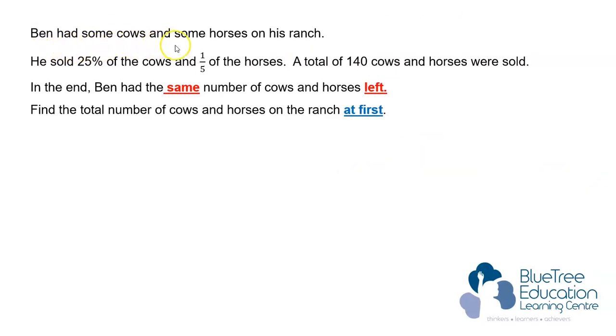Ben had some cows and some horses on his ranch. He sold 25% of the cows and 1/5 of the horses. A total of 140 cows and horses were sold. In the end, Ben had the same number of cows and horses left. Find the total number of cows and horses on the ranch at first.